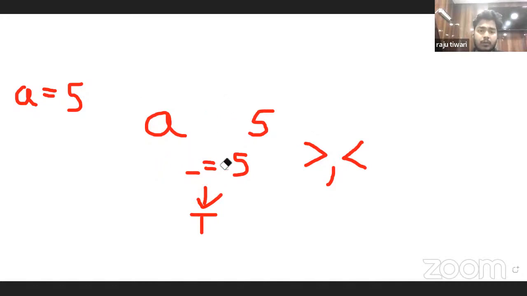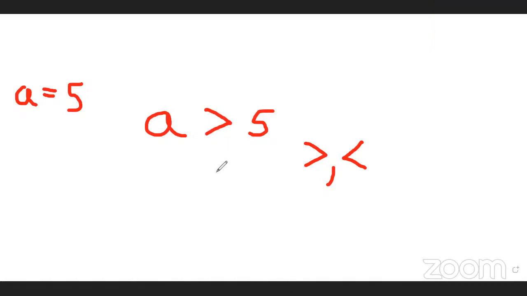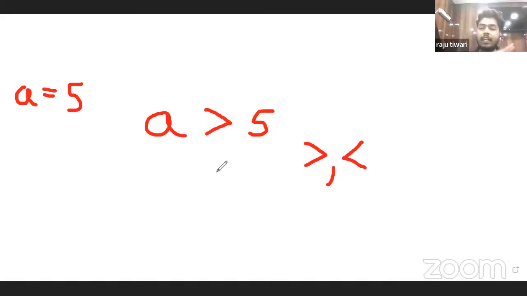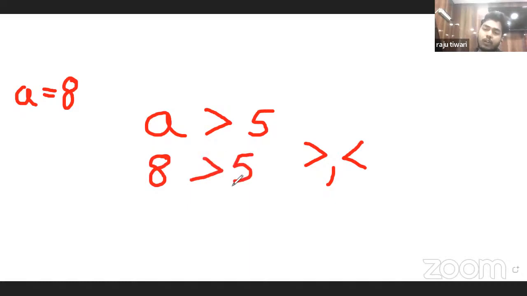So I'm going to erase this example, and I'm going to take the greater than operator. What is this greater than operator? It looks like an alligator's mouth opening. The side where the alligator is opening the mouth, that side should be greater, and the side where the alligator is closing the mouth, that side should be smaller. So if I say a is equal to 8, now we will compare whether 8 is bigger than 5 or not. If it is bigger, the operator will say true to us.